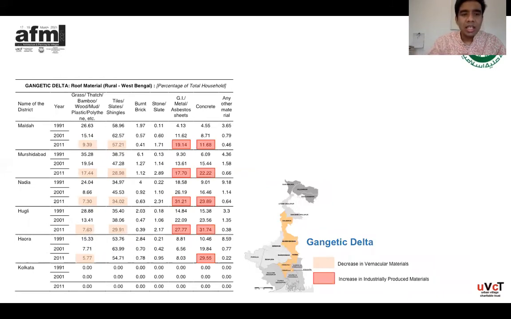There has also been a gradual increase in the use of concrete as a walling material. Tiles, slates, shingles are the predominant building material used in roof construction in the rural parts of the Gangetic Delta in West Bengal. Though the percentage use has been steady in most parts of the region, some districts have witnessed decline, such as Murshidabad and Hooghly. The use of grass, thatch, bamboo, plastic, and polythene sheets has also declined 2 to 3 folds in the region. The use of concrete has increased around 3 times in the region. There has also been a gradual rise in the use of GI, metal, and asbestos sheets in the last 2 decades.